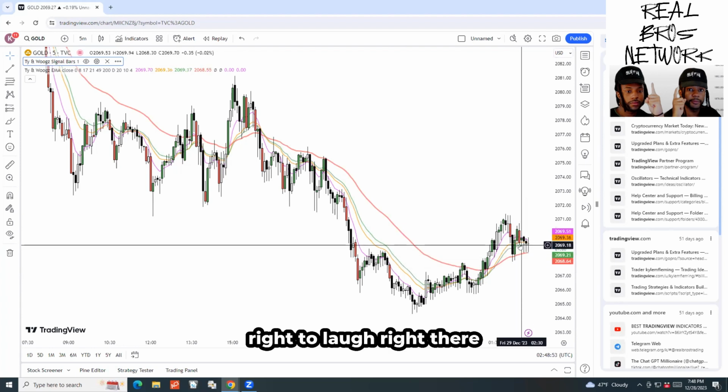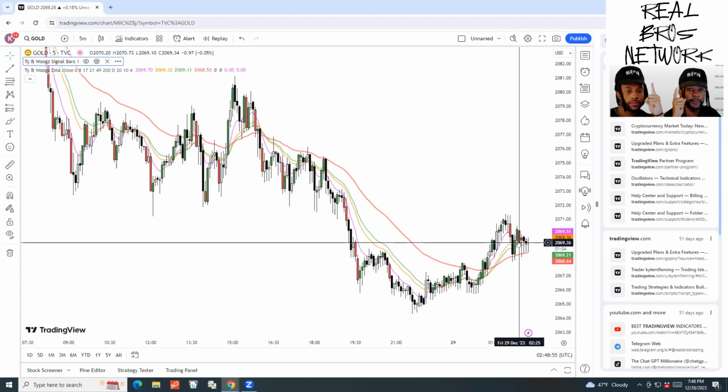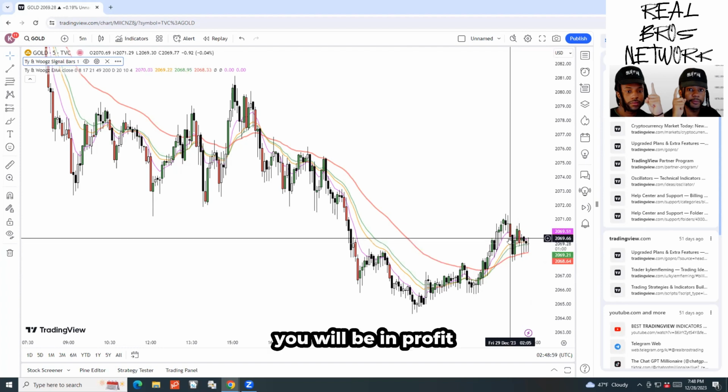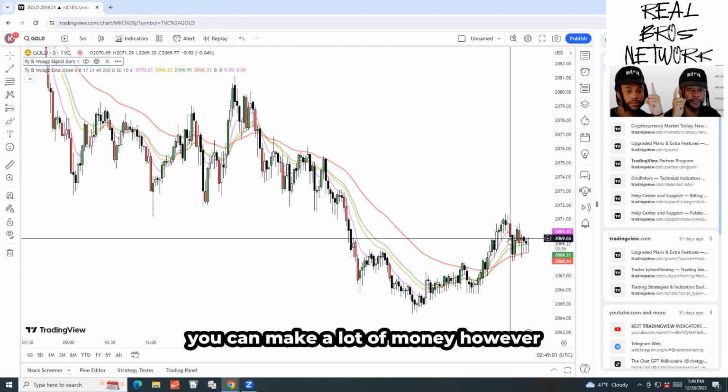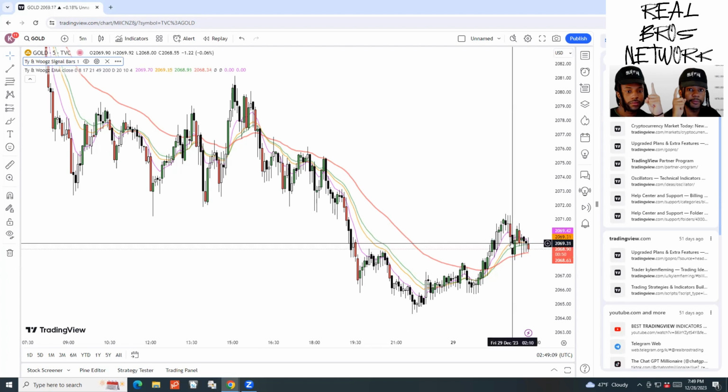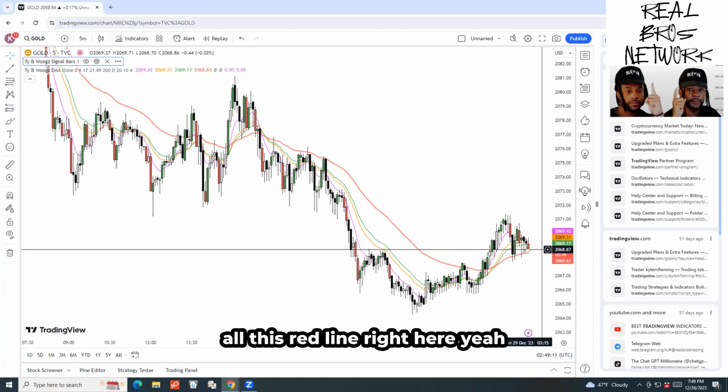Move to the left right there. If you took that first red candle, the one right next to it, you would be in profit. And you can make a good amount of money on that candle. Just on that one drop, you can make a lot of money. However, it's not able to go below the red line. It's having trouble breaking below this red line right here.